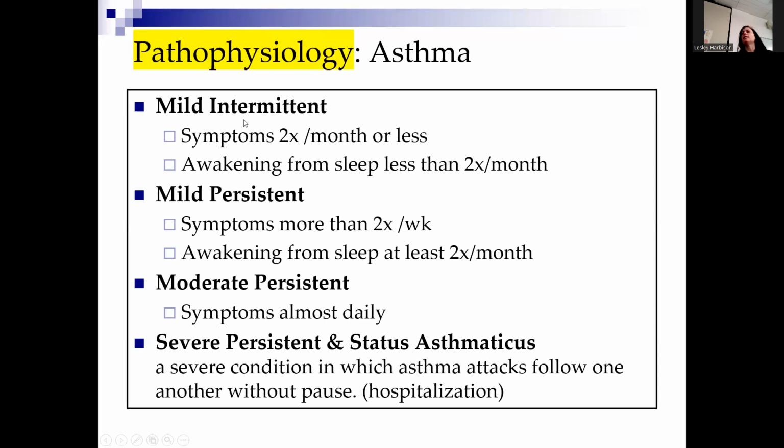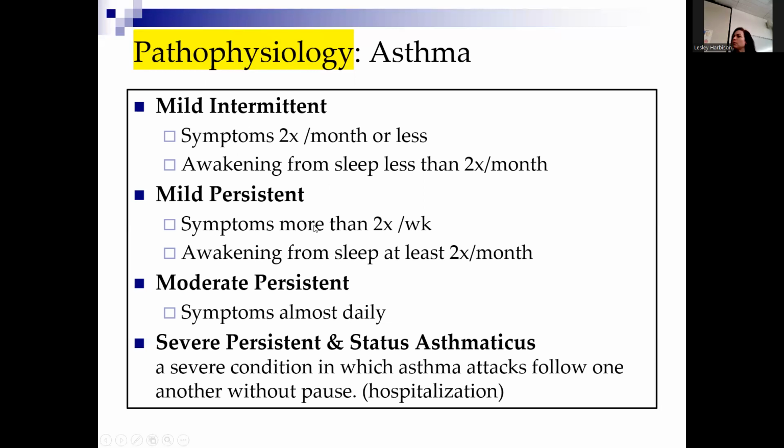So mild intermittent is 2 times or less a month, and it just isn't really bothersome. It's waking them from their sleep maybe less than 2 times a month. You can still call it intermittent, but it should be much more infrequent than if it's persistent. Persistent is more of a regular thing, regularly using their rescue inhaler, maybe taking a systemic medication. Symptoms more than 2 times a week, awakening.